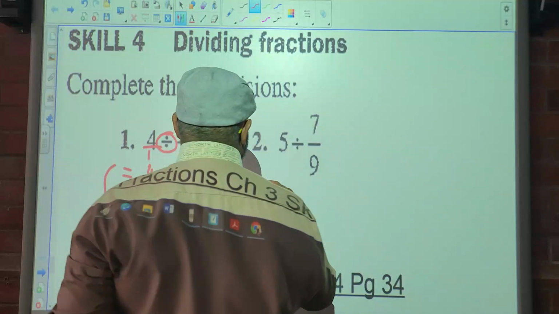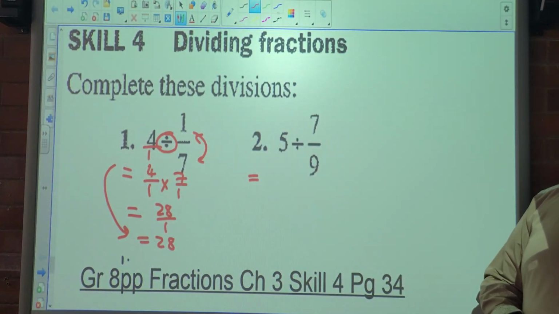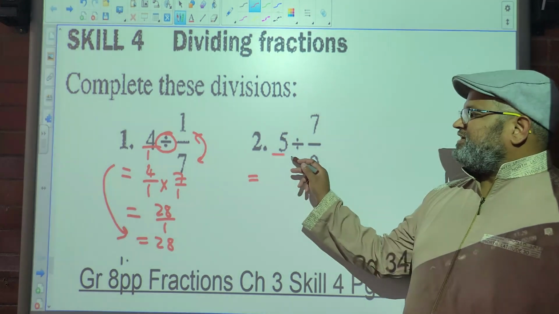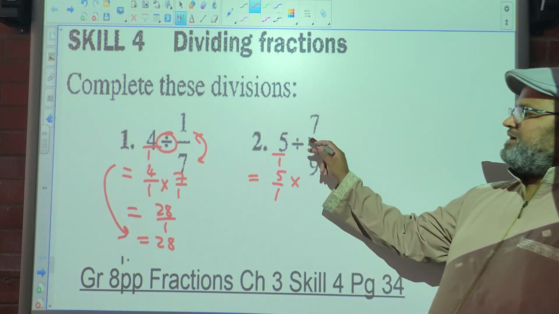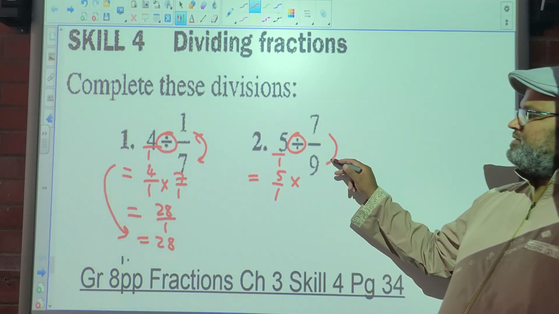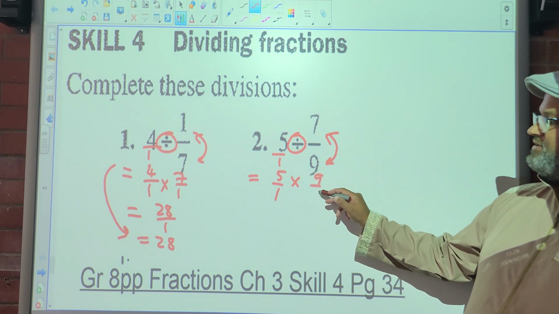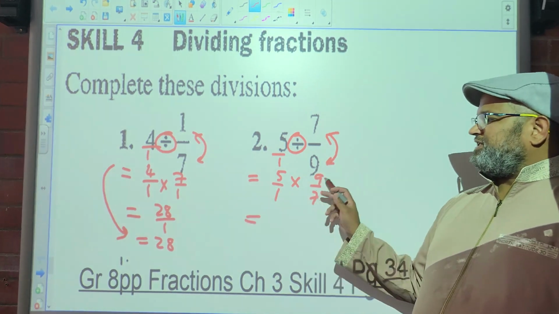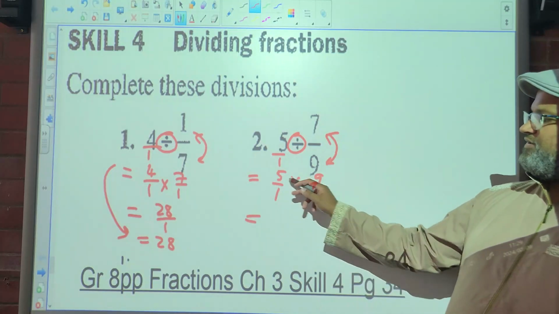Right. Let's look at number 2. You got 5 divided by 7 ninths. So 5 is 5 over 1. It's 5 over 1 multiplied by. We change this to multiplication and we swap that around. So it's going to be 9 over 7. So anything that you cancel here? No. So what's 5 times 9?